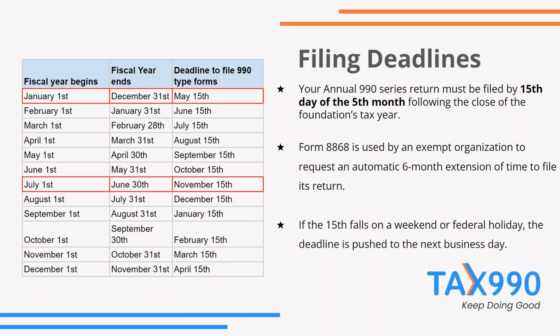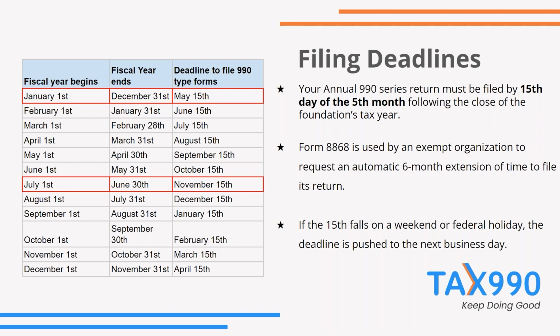Your filing deadline is based on when your organization's tax year ends. Failure to file on an annual basis could result in penalties by the IRS or revocation of the organization's exempt status. Your annual 990 series return must be filed by the 15th day of the 5th month following the end of the organization's tax year.